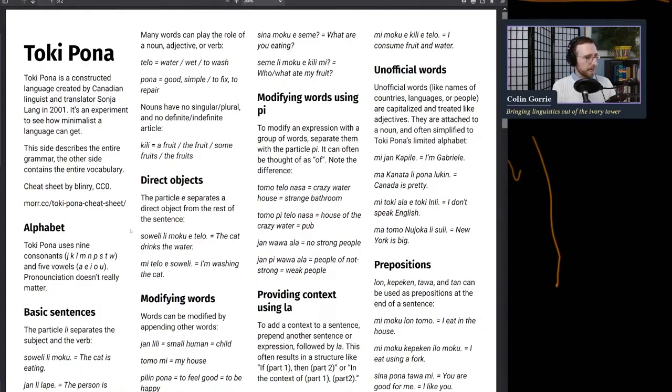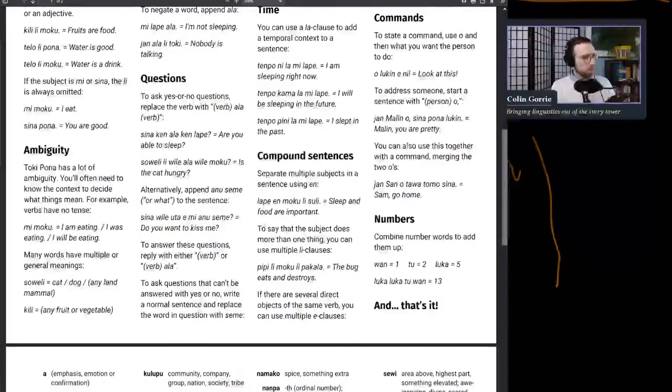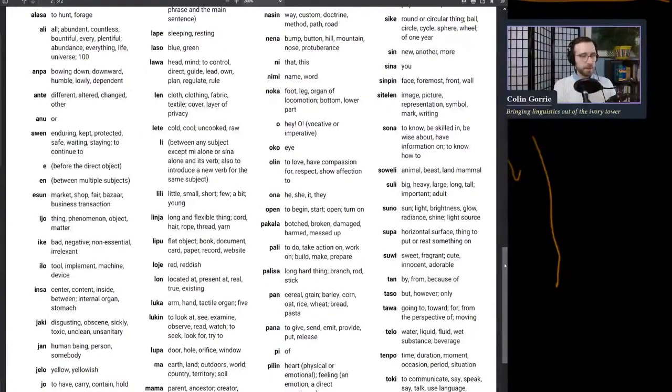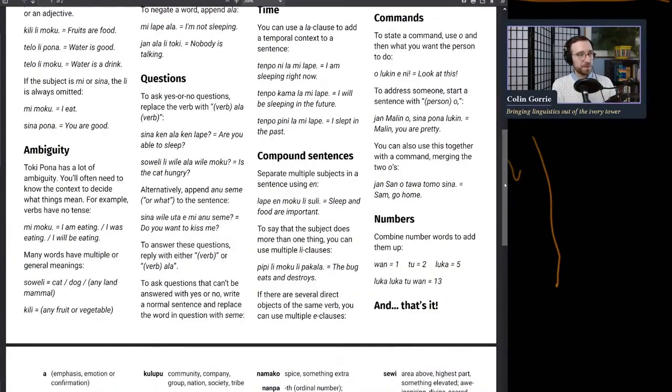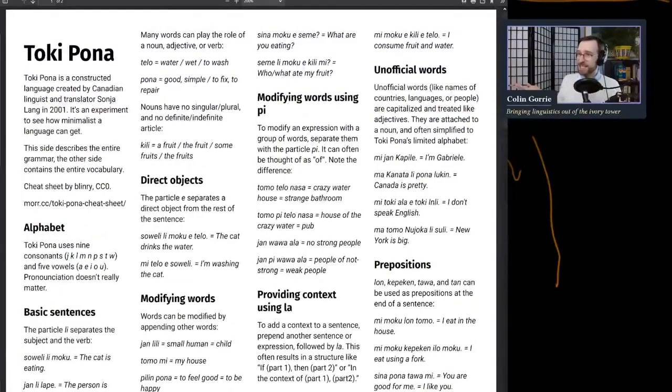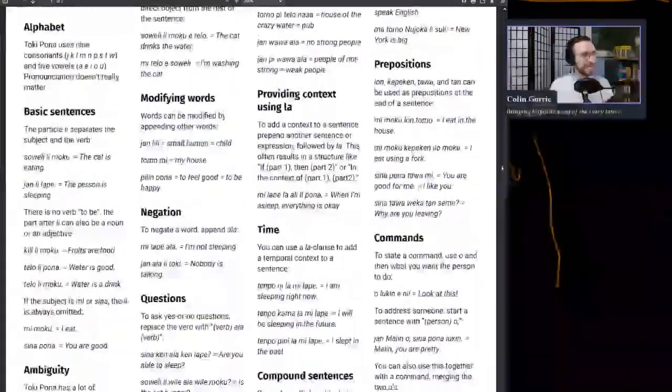So let's take a look at some of the words we have. By the way, I will put this as another thing I have to put in the description and make a note: a Toki Pona cheat sheet. Someone has made a really, really nice summary of the grammar and vocabulary of Toki Pona that fits on 2 sides of 1 page. So lovely. We will link to that.